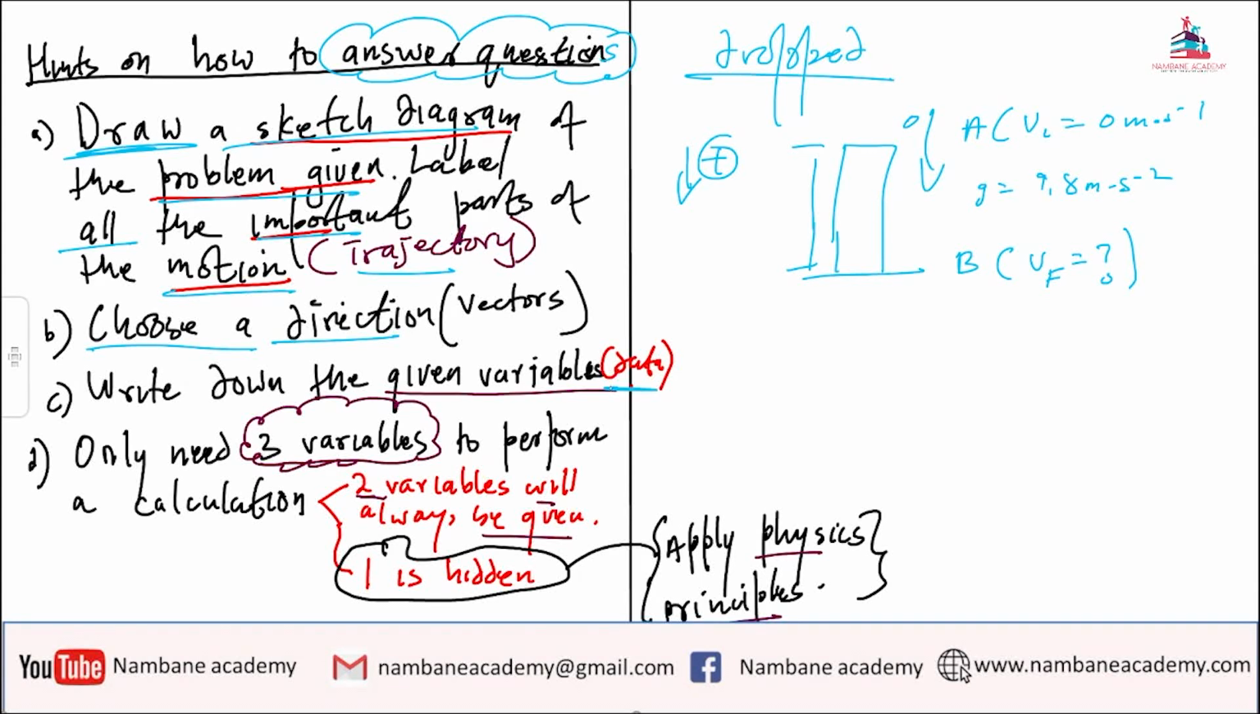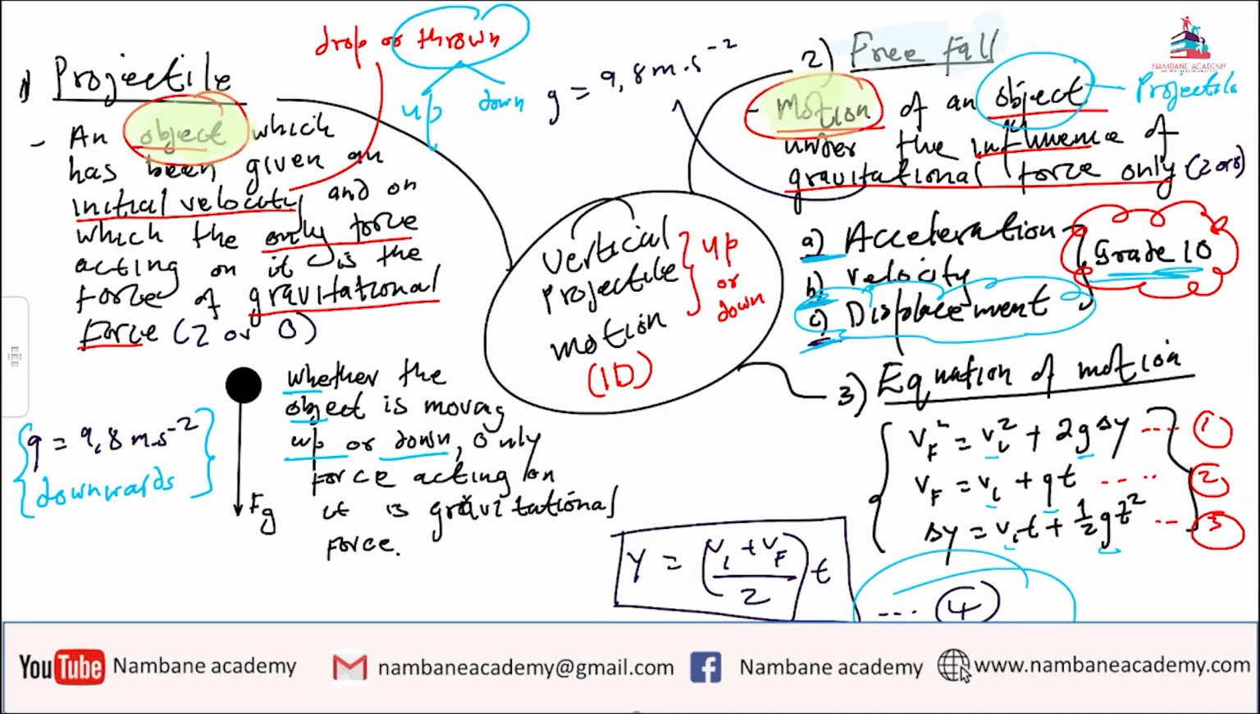Write down the variables given, the data. I highlighted in the previous sessions, Mr. Ditabe will attest to this, that for us to perform a problem or to answer a question, we only need 3 variables. Only 3. Why 3 in that number? Because, ladies and gentlemen, when you look at this equation, let me go back.